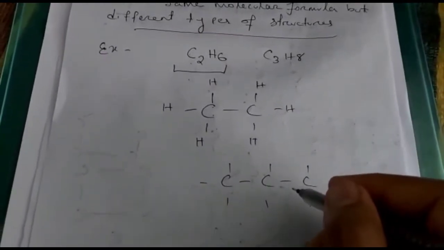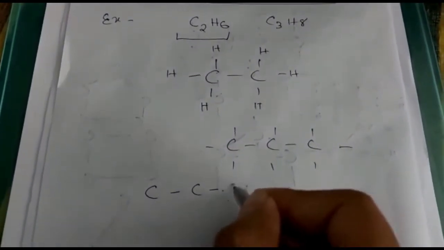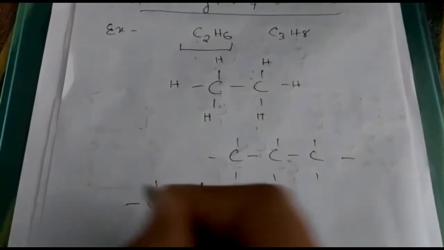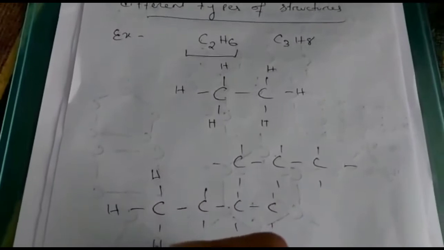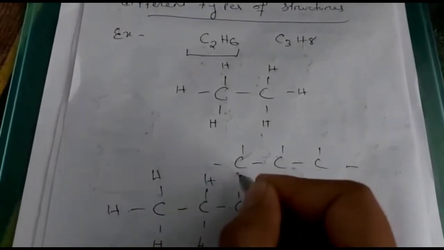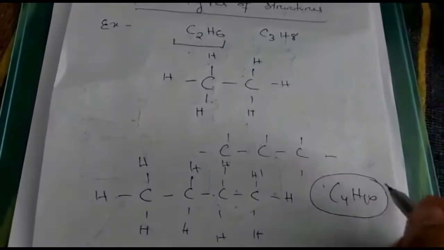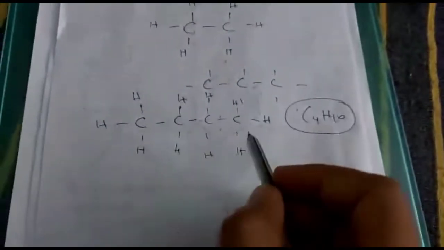I am leaving that. But in the 4 carbon compound, suppose you have 1, 2, 3, 4. Here 4 carbons. As per the carbons, you have to attach the hydrogens. 1, 2, 3, 4, 5, 6, 7, 8, 9, 10. Then the formula is C4H10. Here C4H10. This is the molecular formula. This is one structure for C4H10.